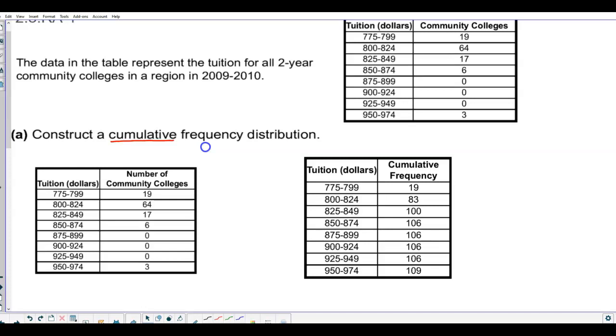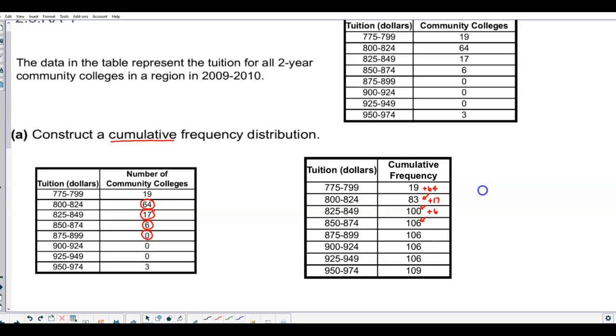In order to find the first cumulative frequency, we have a 19, so that's going to stay the same. Then the next number is 64. So we're going to add 64 to the 19, and that's going to give us this value, which is 83. Then we take the next number, which is 17, add that to 83, and that's going to give us 100. Then we take the next value, which is 6, add 6 to 100, and that's going to give us 106.